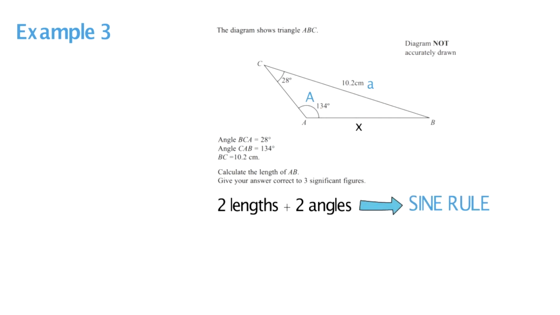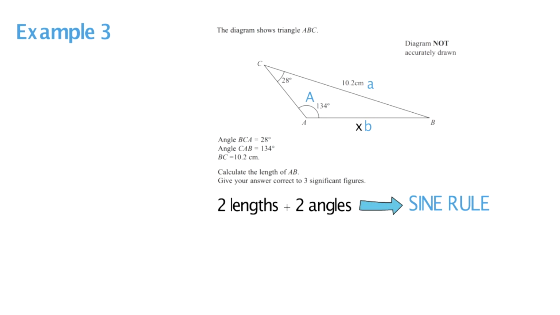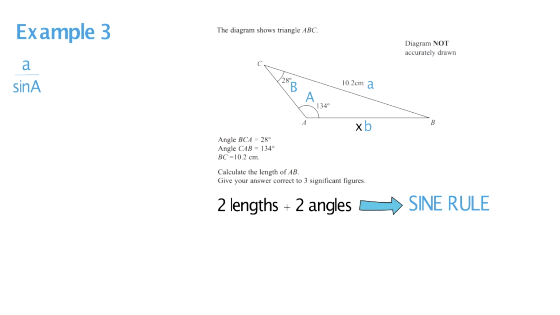So sine rule, I've labelled the little a and the big A, and I've labelled the little b and the big B. Now I mentioned earlier that with sine rule you can just use a over sine A equals b over sine B. You don't have to include the c over sine C, because you're just dealing with 2 lengths and 2 angles when it comes to working it out in an exam scenario.